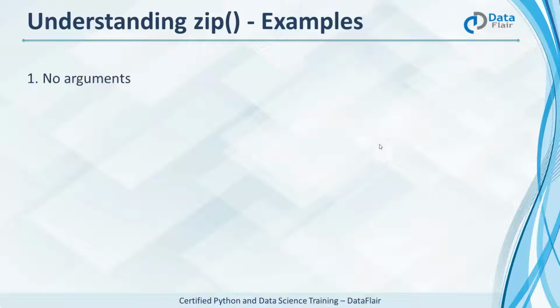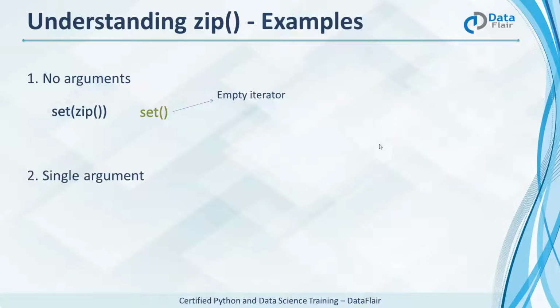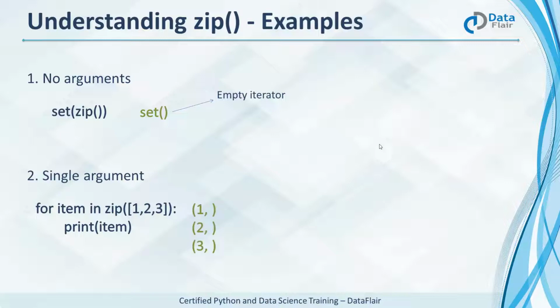When we provide no arguments and convert it into a set so we can see the output, we get an empty set. This is an empty iterator. With a single argument, the list 1, 2, 3, it creates tuples holding the individual values.